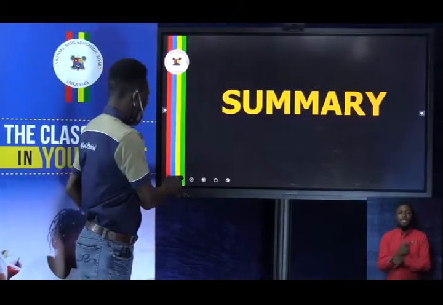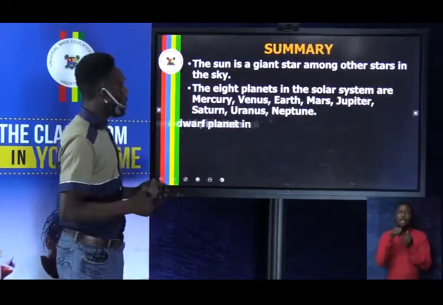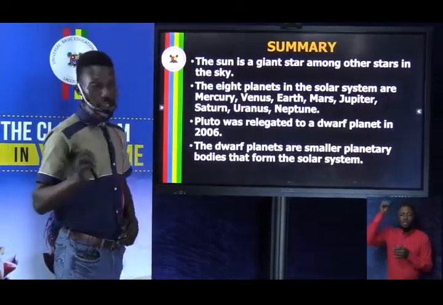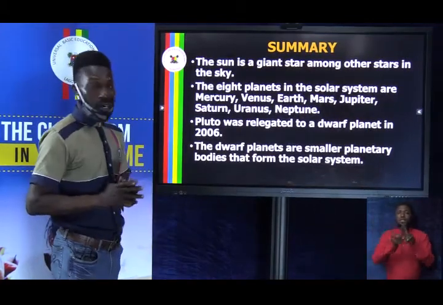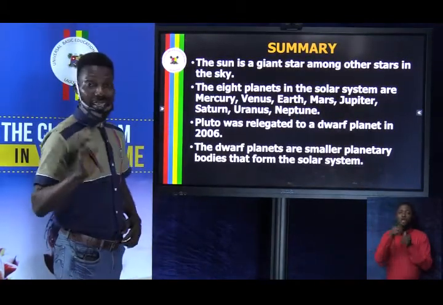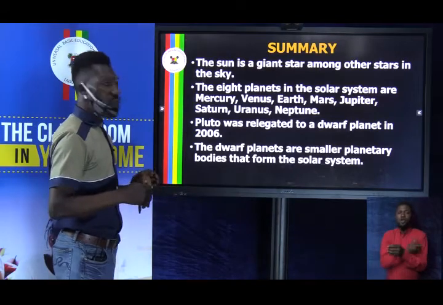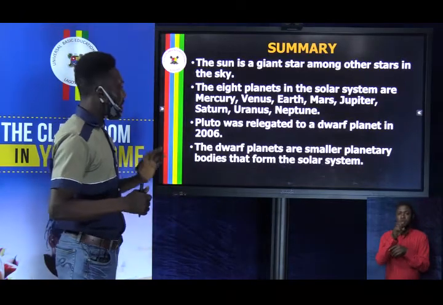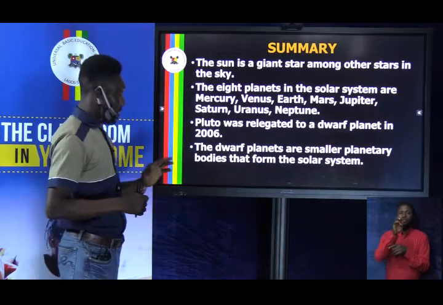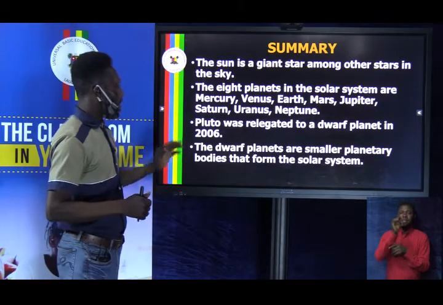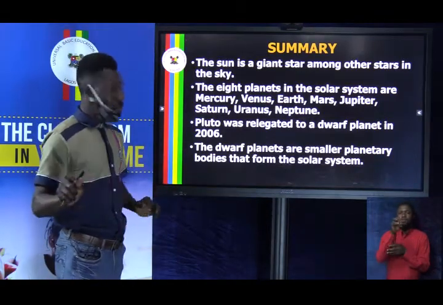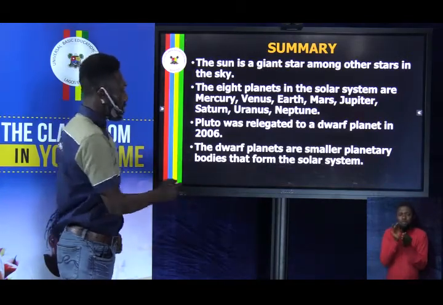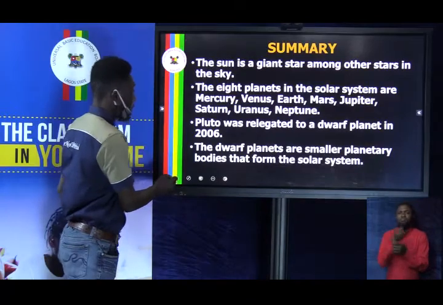In today's lesson, we have successfully talked about the sun. We said that the sun is a giant star among other stars in the sky. We've also talked about the 8 planets in the solar system, which are Mercury, Venus, Earth, Mars, Jupiter, Saturn, Uranus, Neptune. And we also said that Pluto was relegated to a dwarf planet in 2006, and dwarf planets are smaller planetary bodies that form the solar system.